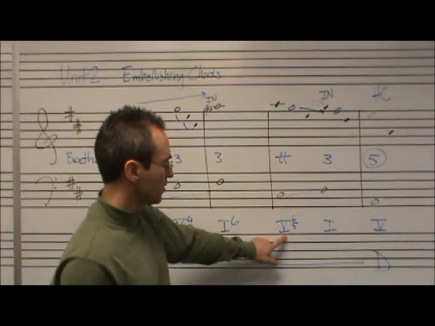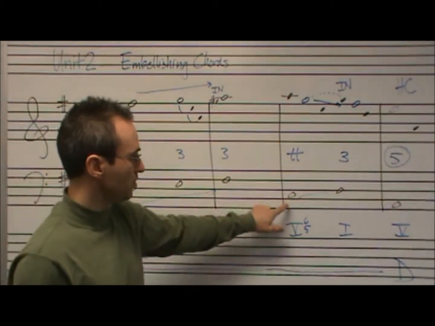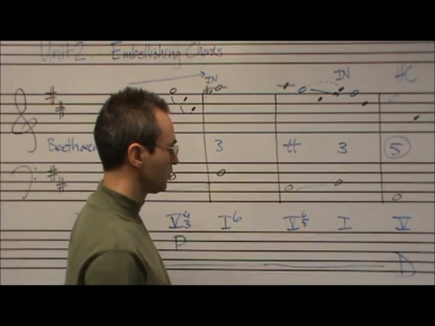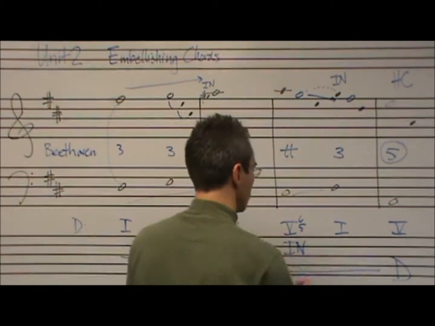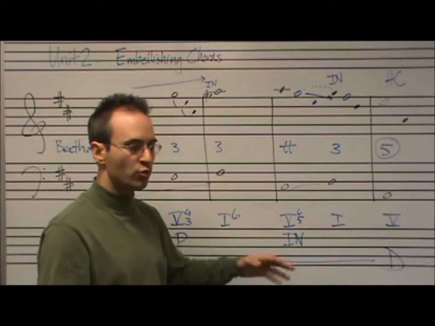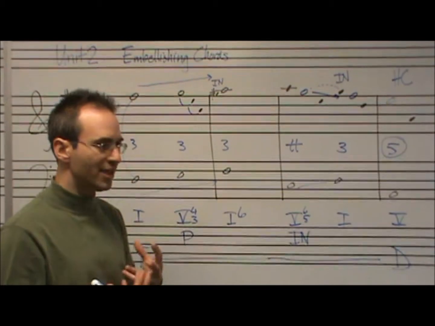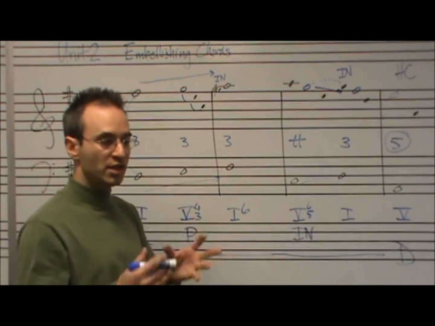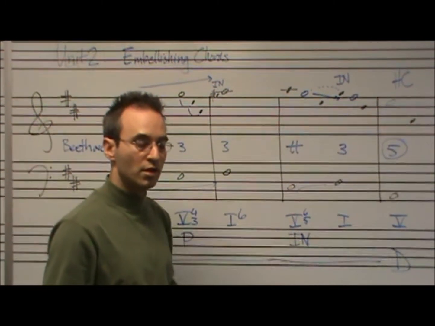Okay, so what are we going to name this? Well, we use the bass motion. Leap, step. Well, that's an incomplete neighbor kind of motion, so we'll name this chord an incomplete neighbor chord. Again, we're taking this idea from what we learned in the last unit, Unit 1. We know how to label non-chord tones. We take that same thinking, and now we're applying it to an entire chord.